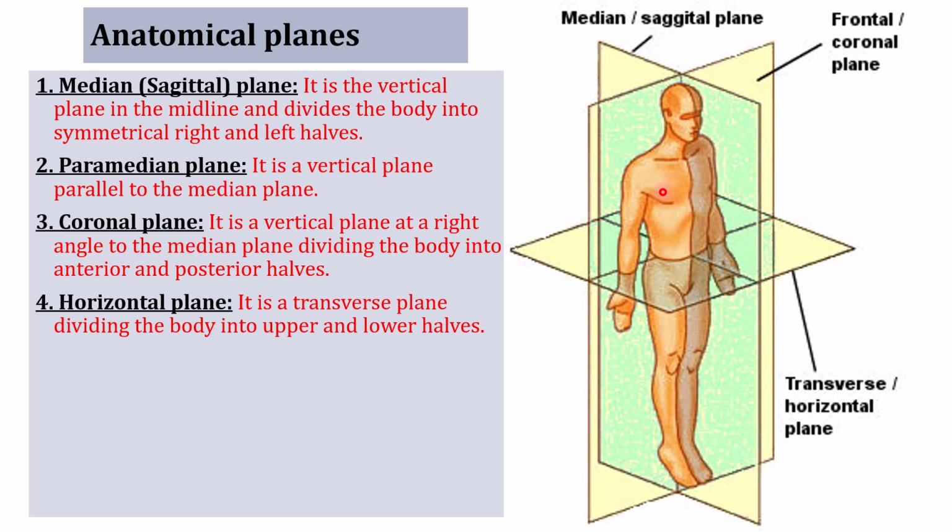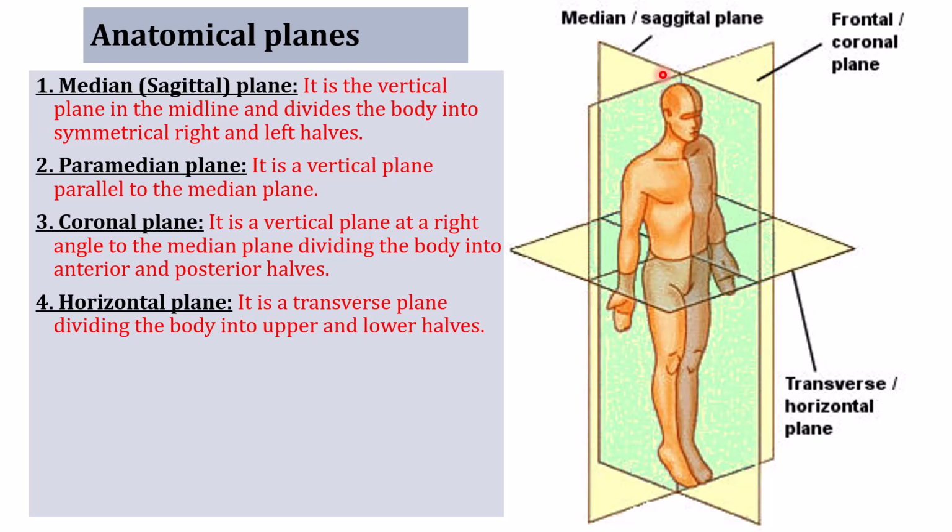Both halves are symmetrical. So this will be a median plane, which is a vertical plane from the center of a body which will divide the body into 2 equal right and left halves. Then number 2, any plane which is just beside the median plane is called the paramedian plane. That will also be a vertical plane which will be parallel to the median plane.